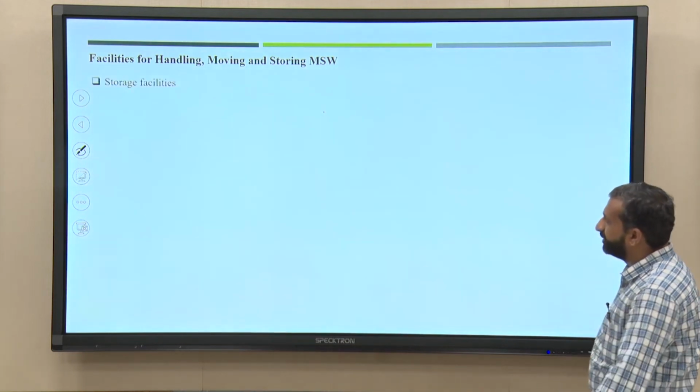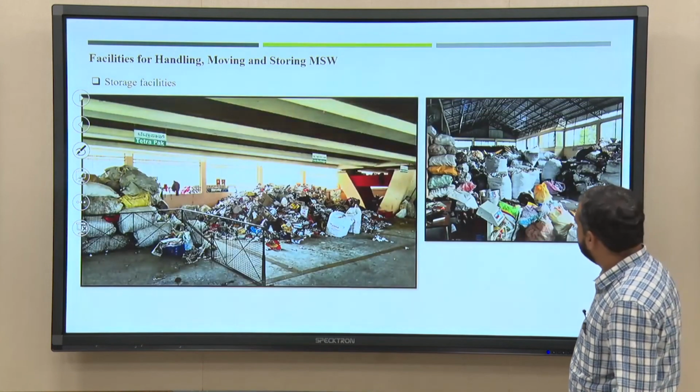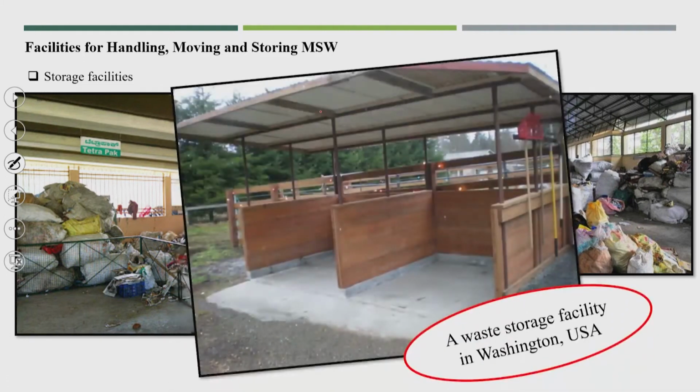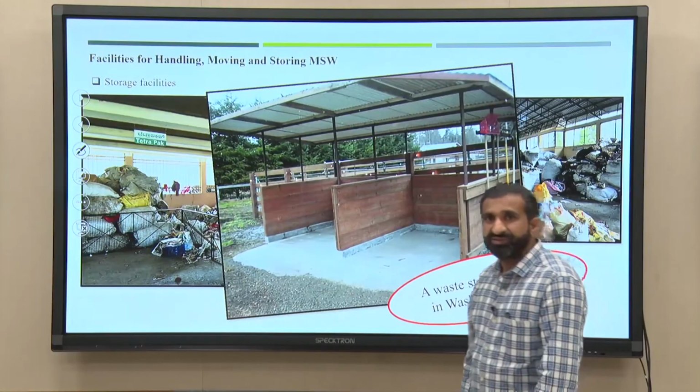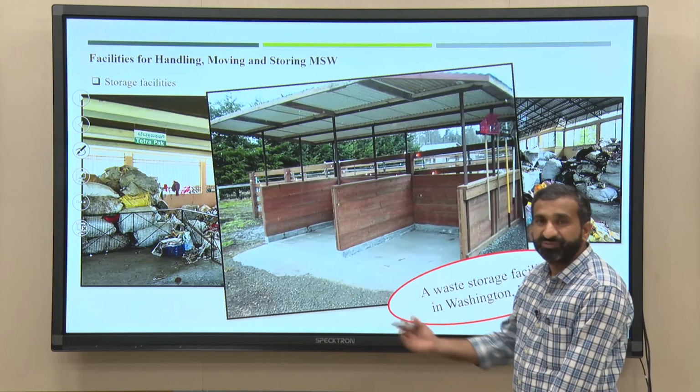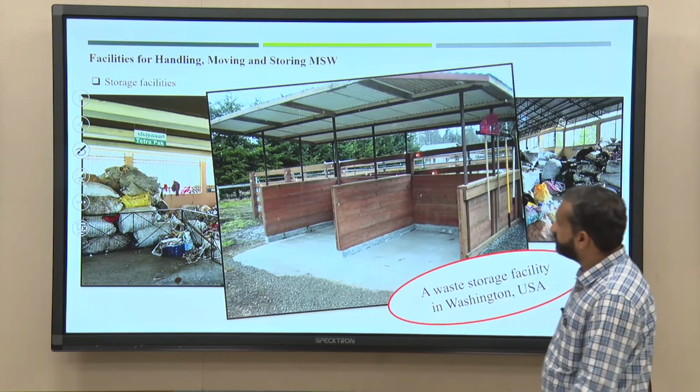Now, next is the storage facility. So, we will require proper storage of the waste, whether it is treated or untreated; a proper storage facility is required for mixed dry waste. You can see here one of the facilities in Washington, USA, a storage facility for dry matter. Once all the components get segregated, they need to be properly stored.